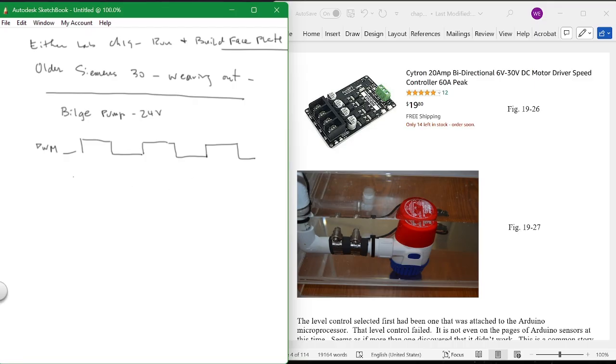All right? 3/4 speed would be what? Like that. 1/4 speed would be what? Let me get it right here, Ted. Any questions about what pulse width modulation does? Okay.